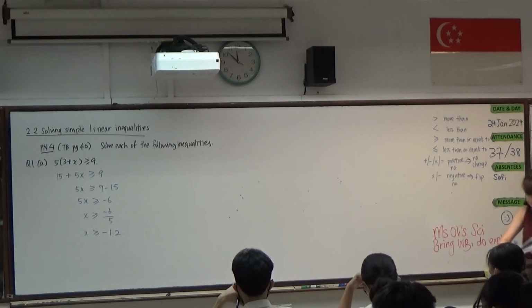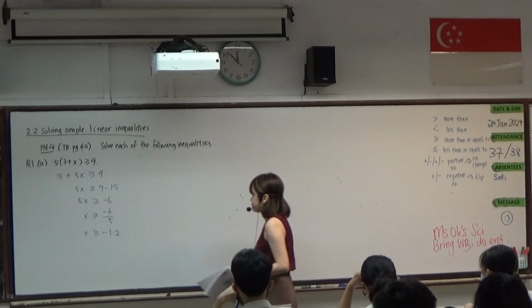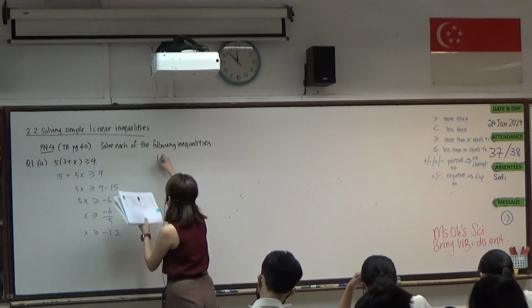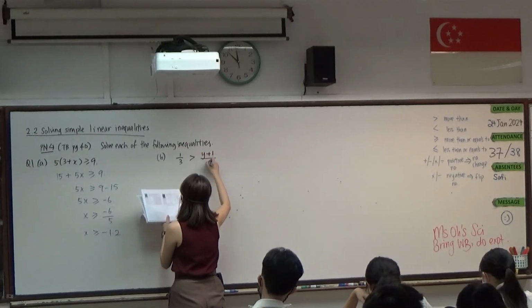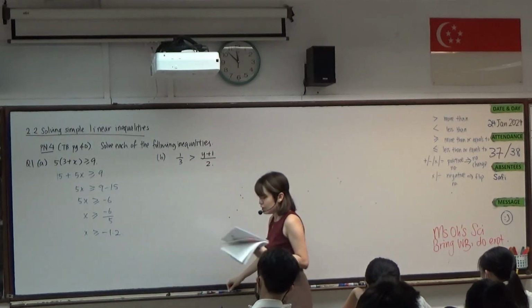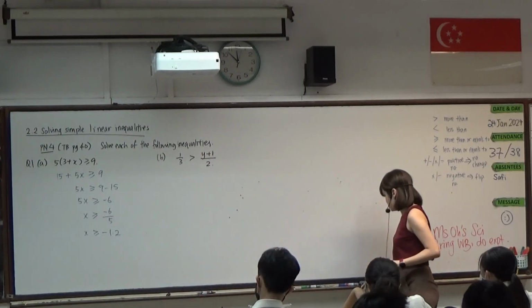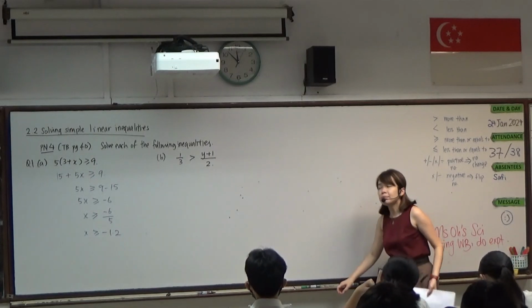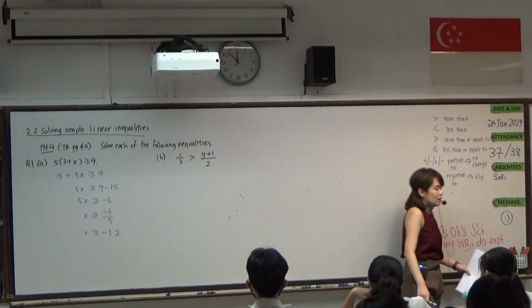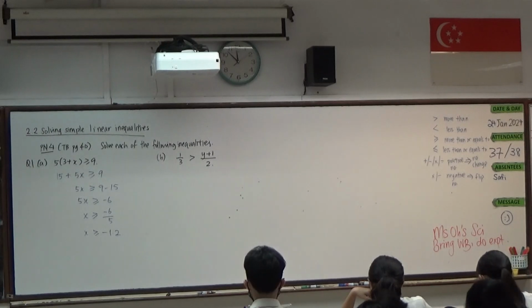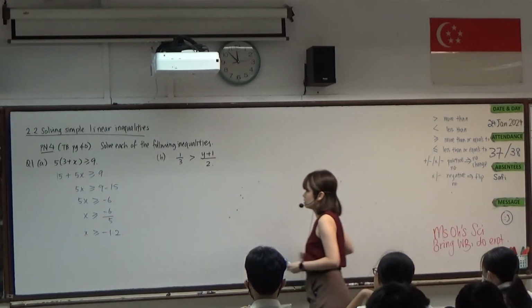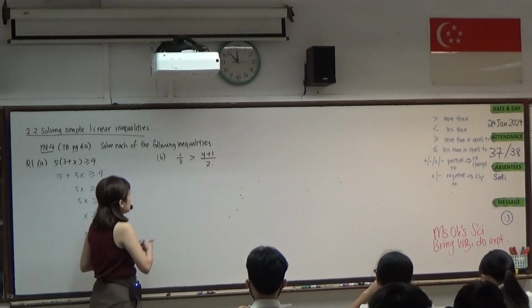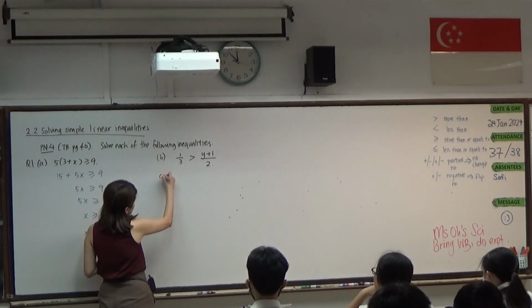Next we look at part B. 1 over 3 more than y plus 1 over 2. So we have fractions over here. Now, when we do our cross multiplication, what were our conditions for cross multiplication? Both sides must be fractions, right? And what else?